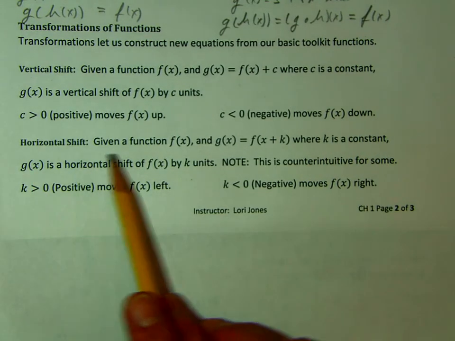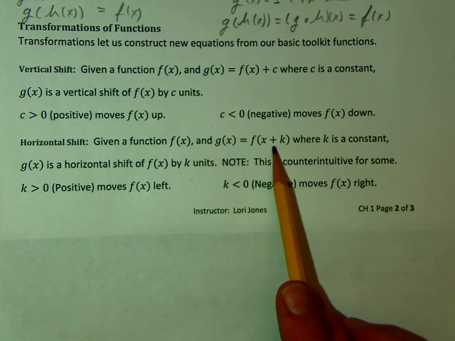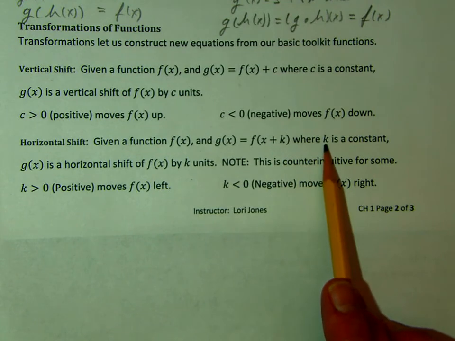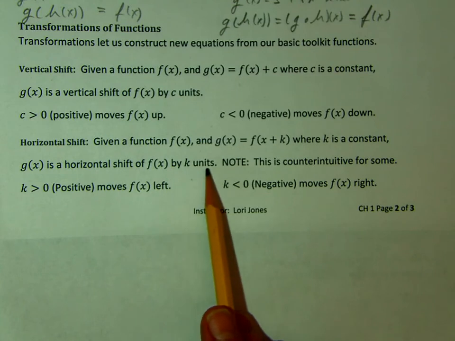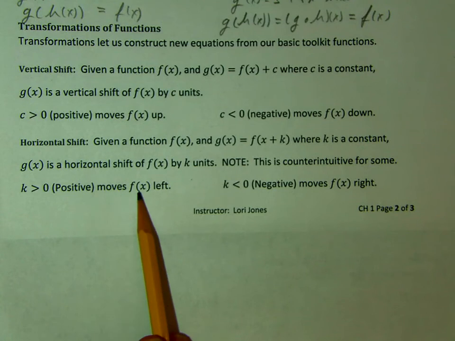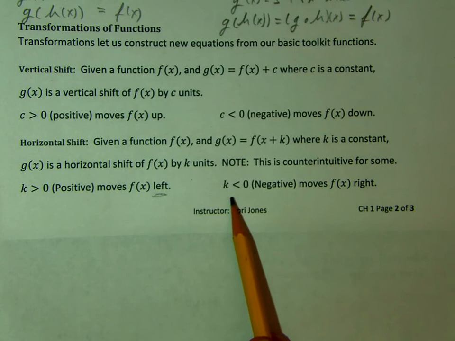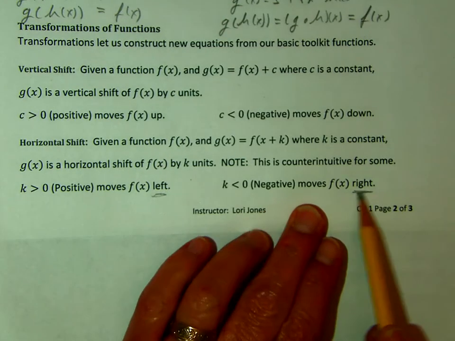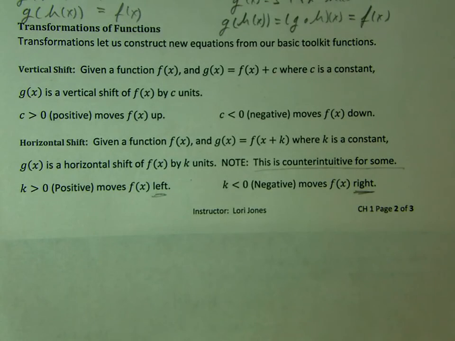Horizontal shift. Given a function f of x and g of x equals f of the quantity x plus k, where k is some constant, g of x is a horizontal shift of f of x by k units. For a positive k, the whole function is going to move to the left. For a negative k, the whole function is going to move to the right. This may be counterintuitive, but when you experiment, you'll see that that is what happens, and you'll understand a little bit better why.